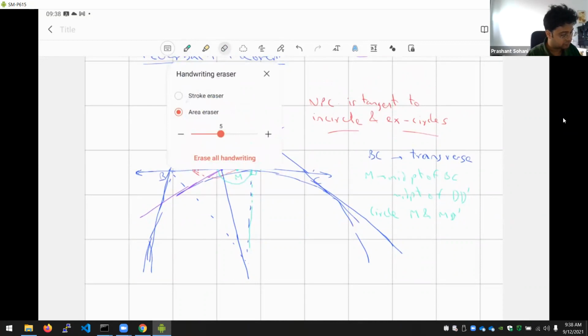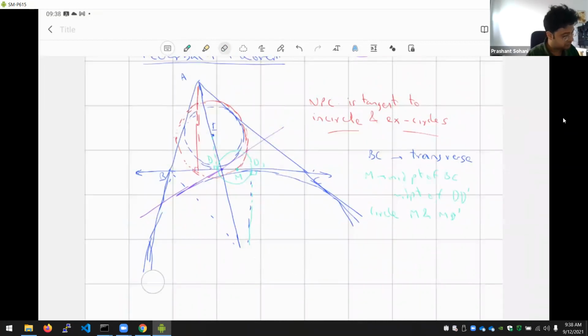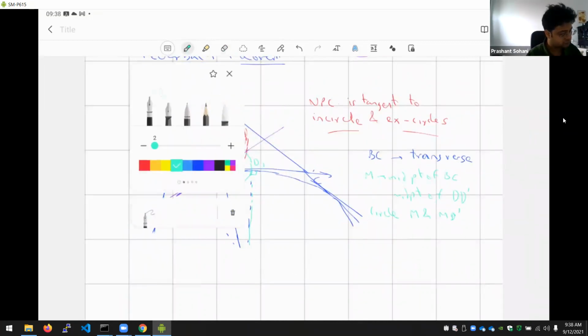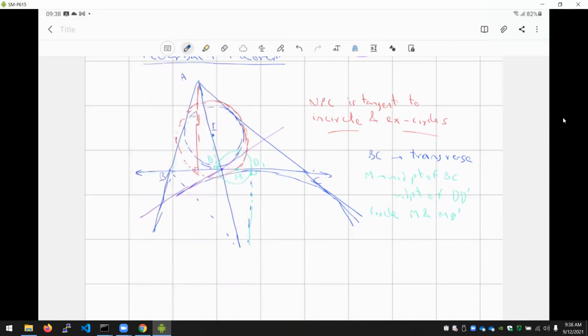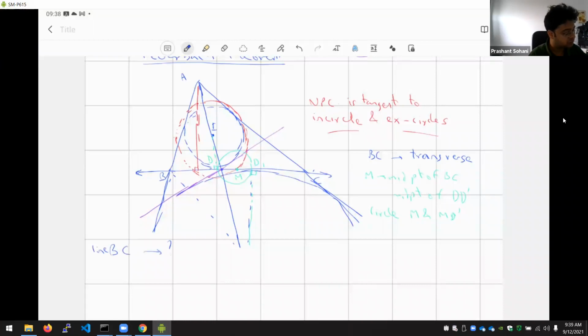Let me just make some space for this. The incircle becomes the excircle. So which are the objects of my interest? Let us start with the simplest one. What about line BC? Where does line BC go? Sir, it will remain line BC only, because it is passing through the center of inversion, which is M. Okay, so line BC remains unchanged.